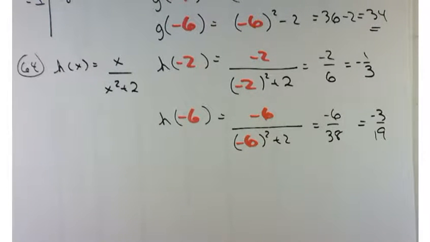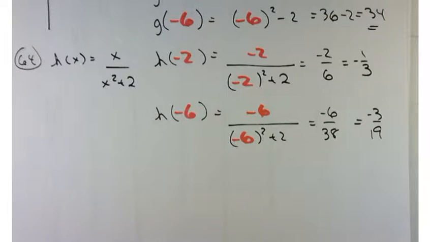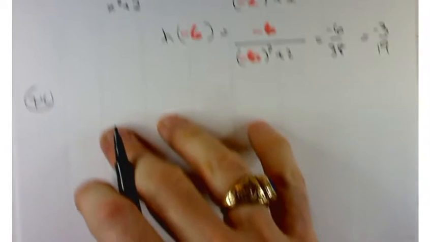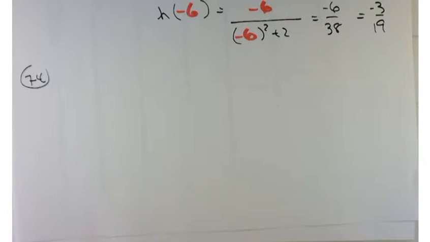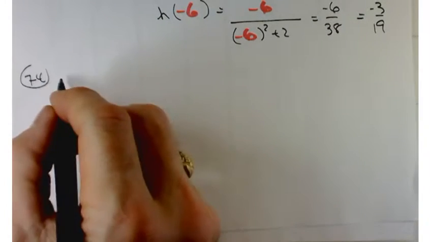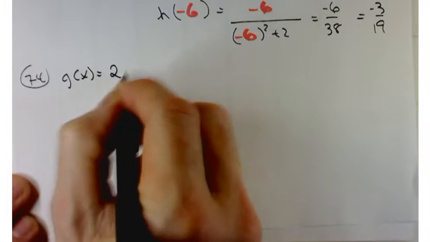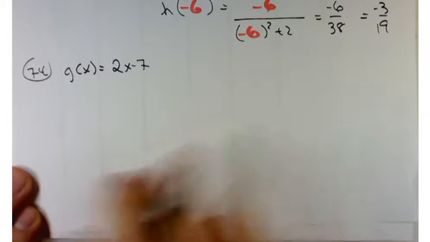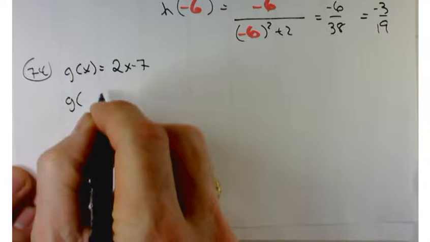You don't always have to stick with just plugging numbers into these expressions. We'll see that as we start working with problem number 70-something here. Let me find it. Yes, I think it's 74. So we'll go back to a simpler linear function. G of x is 2x minus 7. And the first thing they ask you to find is g of w.